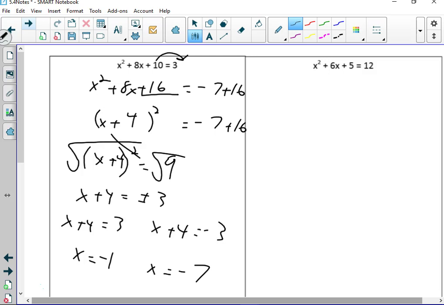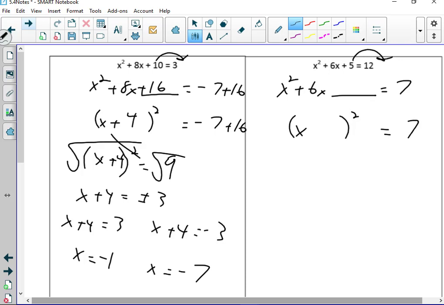Do another one. First step is to what? Move it over. So we write x squared plus 6x. We'll leave a space. Equals 12 minus 5 is 7. We're going to write squared equals 7. Okay? A binomial equals 7.